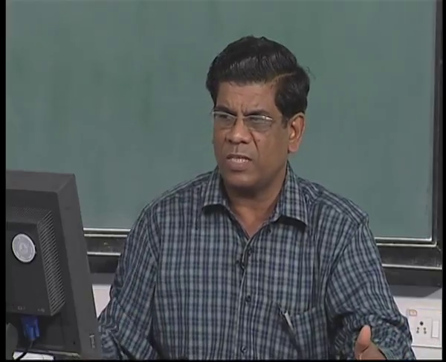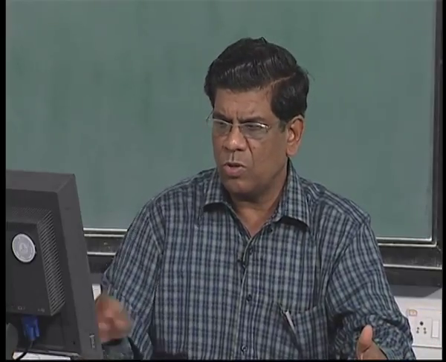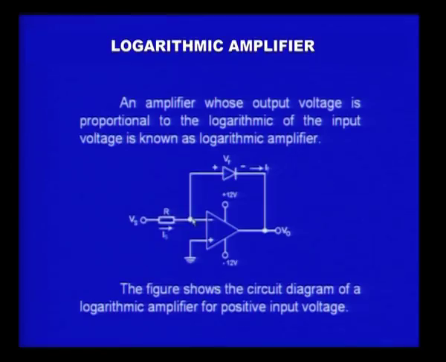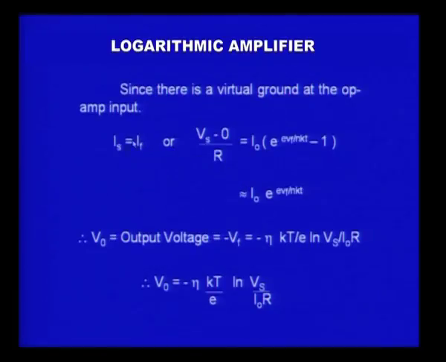What is the principle? I will explain to you. Since this point is a virtual earth, we all know that, because the other non-inverting input is grounded, Vs by R is the current here, and this is the current which is actually passing through the diode. Because the input current into the operational amplifier is very, very small, negligible, the same Vs by R, which is Is, is the one which is also flowing through the diode. So, that is what we are going to do.